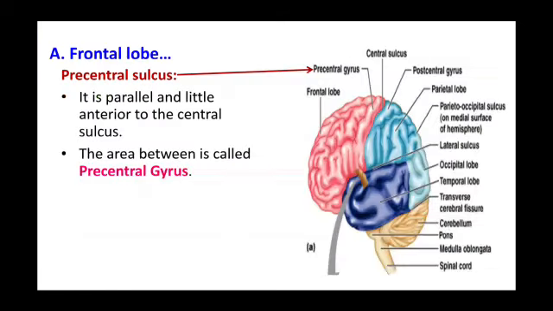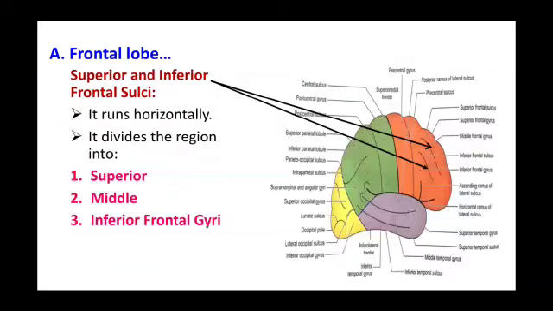So in the frontal lobe, the precentral sulcus lies parallel and a little anterior to the central sulcus. The area between them is called the precentral gyrus. Superior and inferior frontal sulci run horizontally and divide the region into superior, middle and inferior frontal gyri.